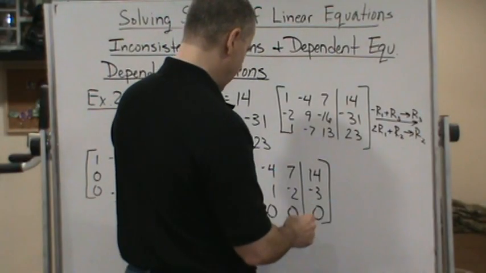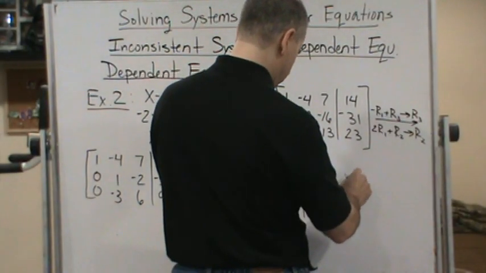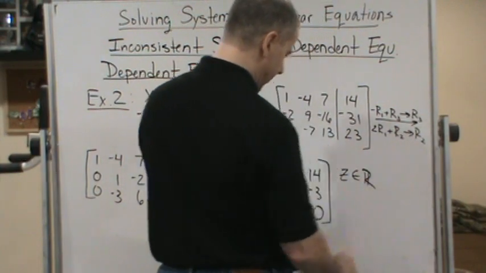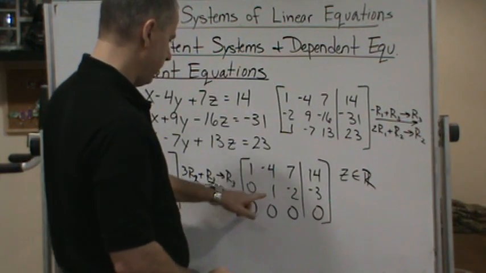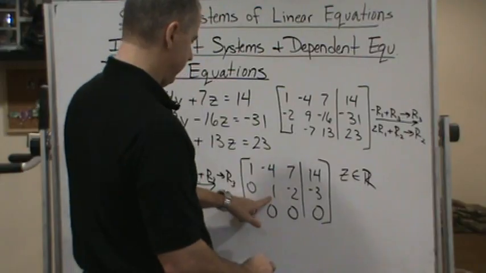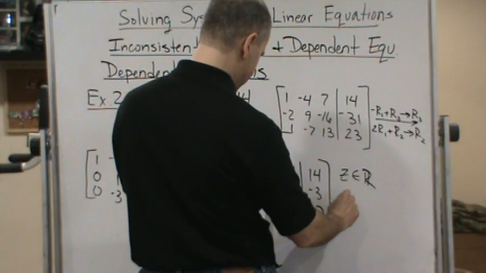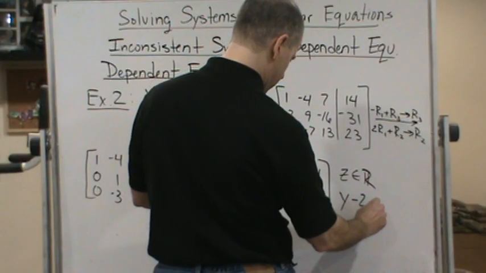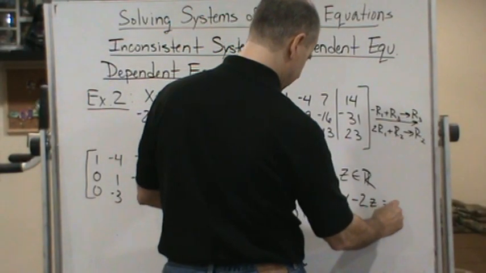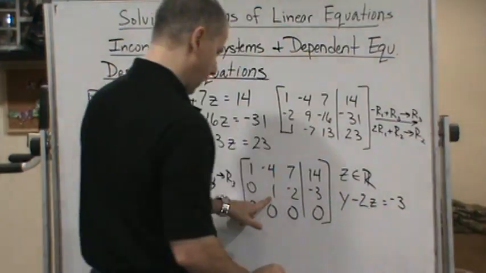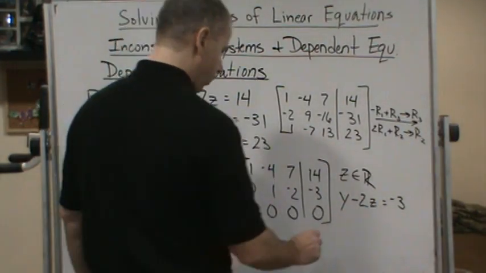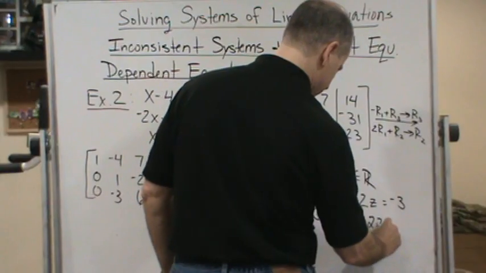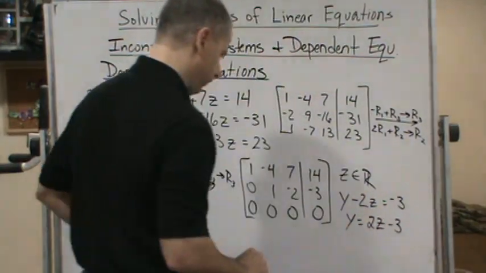So let z be anything, right? So z is going to be any real number. And then we can write the second equation as what? This is going to be y minus 2z equals negative 3. Okay? Which means that we can write this as y equals 2 times z minus 3.